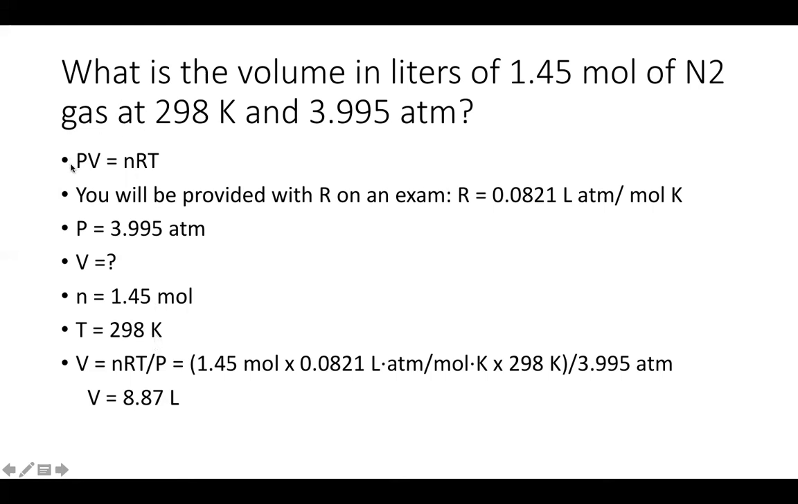So if I take my ideal gas law PV equals nRT and isolate V, I'm just going to divide both sides by P, so I get V by itself. V is equal to n times R times T divided by P. If I do that, 1.45 moles times 0.0821 liters ATM per mole Kelvin, times 298 Kelvin, multiply all that, divided by 3.995 ATM, I get a volume of 8.87. Maybe some of you got 8.88. It's close enough. Liters, and that's my volume.